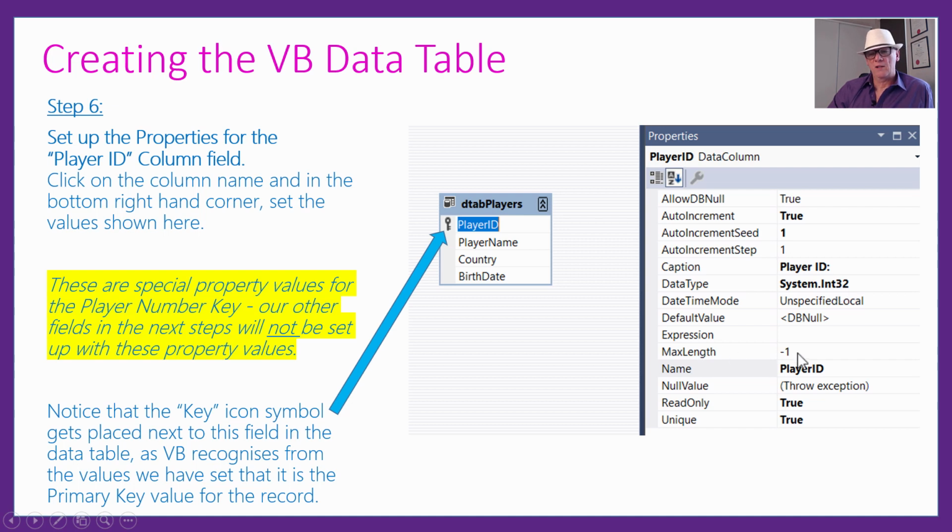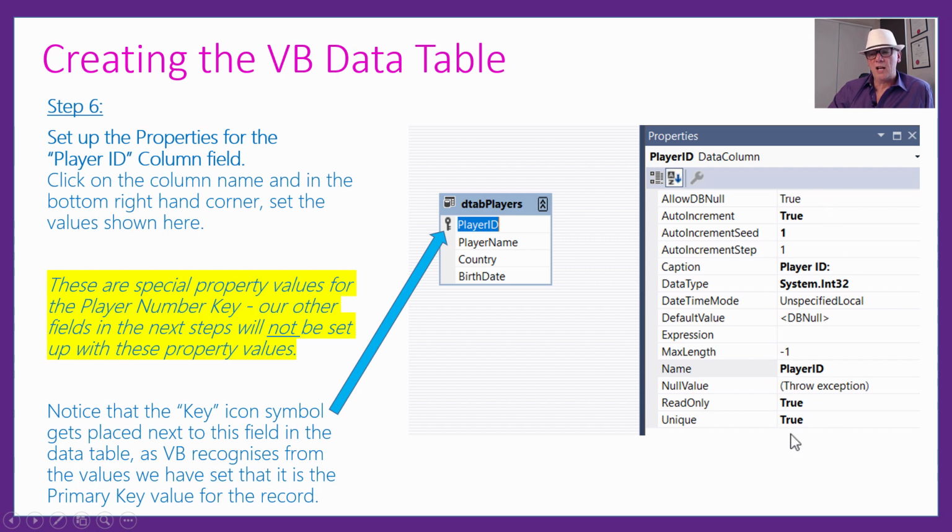Max length -1 means it can just be any length. Its length's not limited. You need read-only true, so that people can't edit this number, and unique is true so that you can't get two of them the same. So everyone will have their own unique player number.